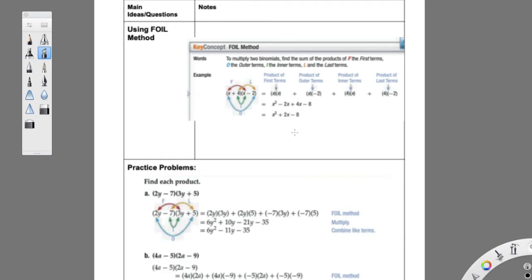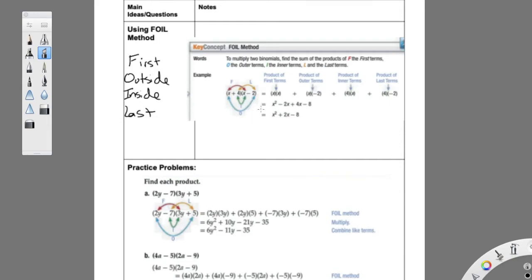All right. So what it means is first, outside, inside, last. So that's what FOIL stands for. If we go like this, FOIL, we have first, outside, inside, last. Well, what does that actually mean? So you can kind of see what they're doing here. So first means the first term in each set of parentheses. So x times x.